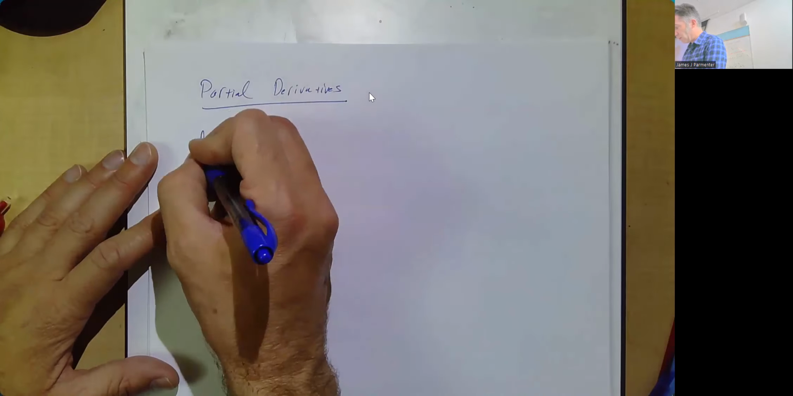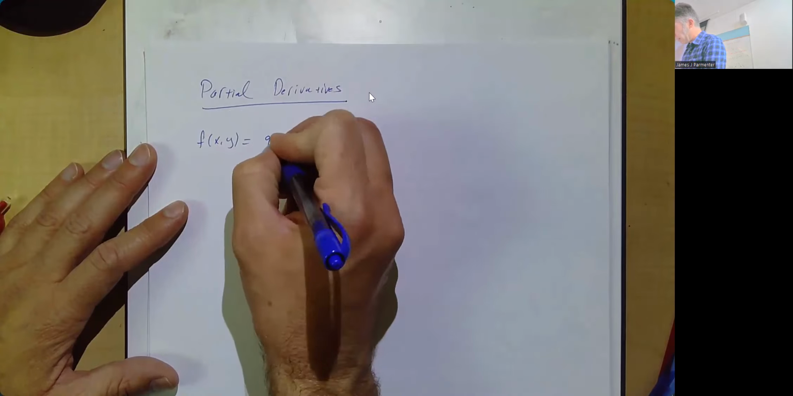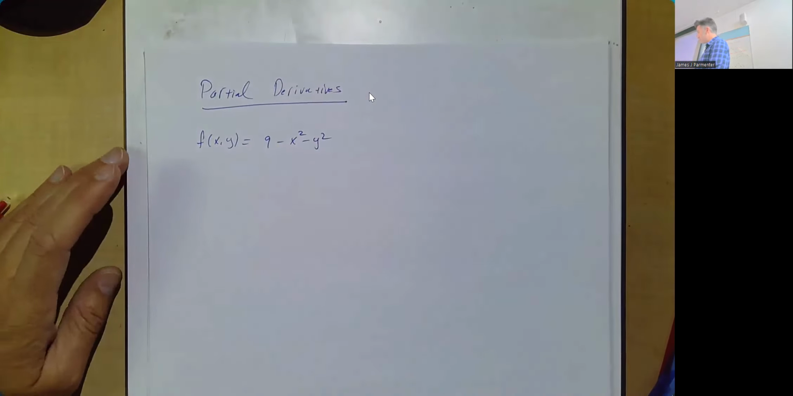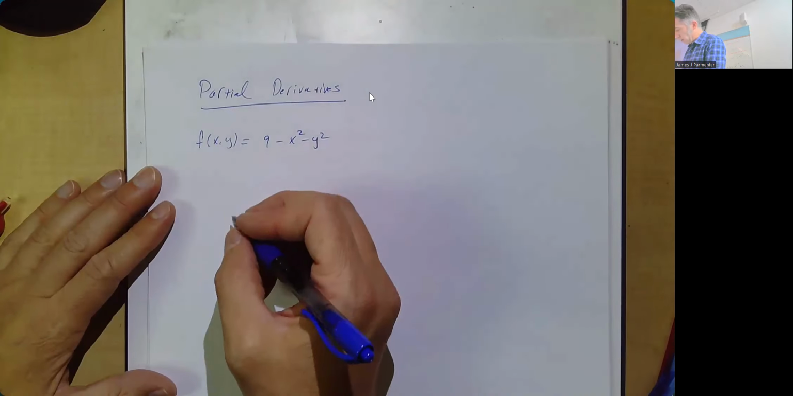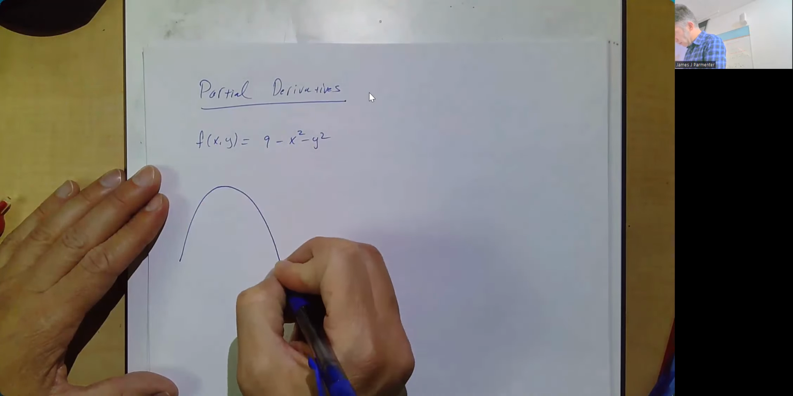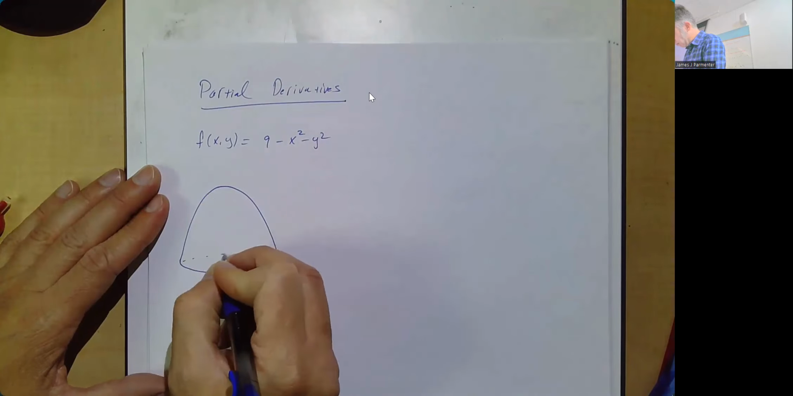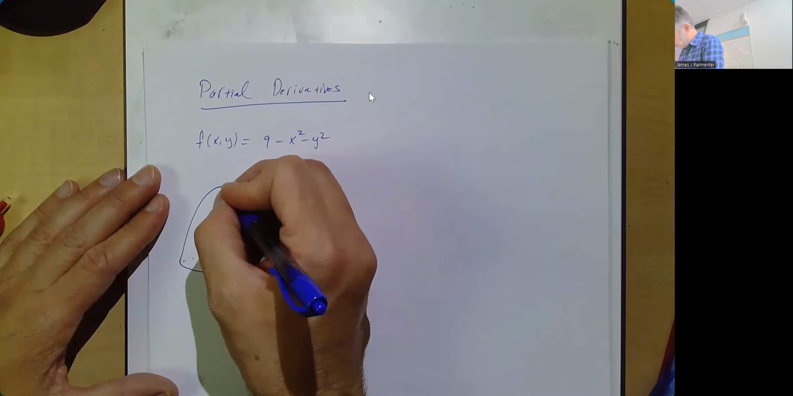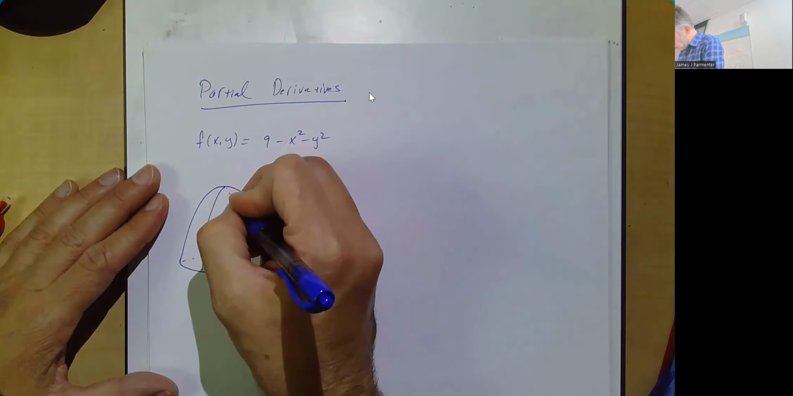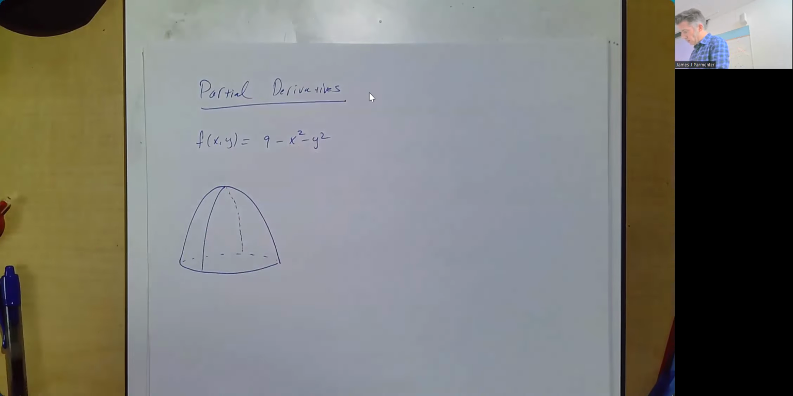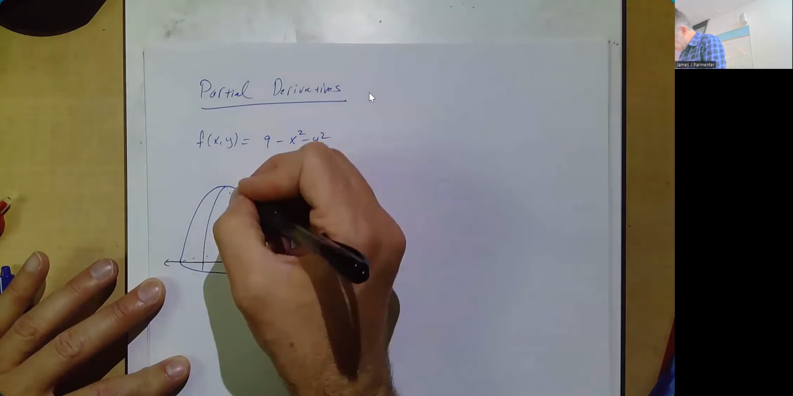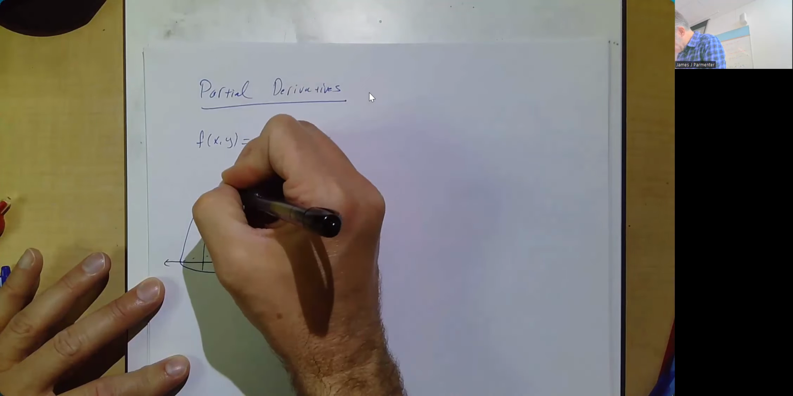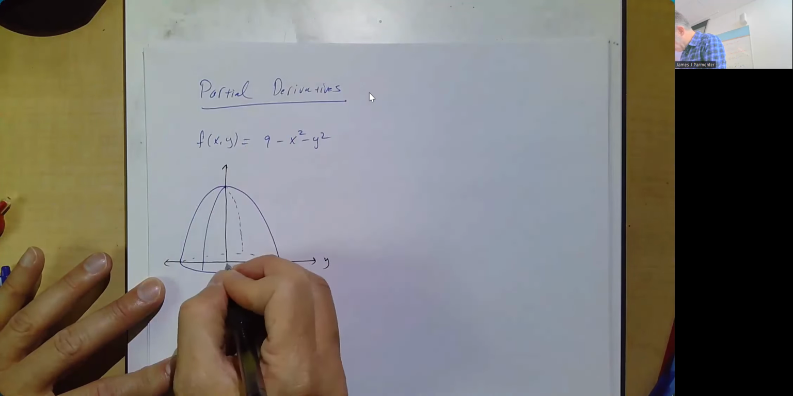So let's say we have this function. F of xy is equal to 9 minus x squared minus y squared. The graph of this, the surface, is an upside down paraboloid. If I draw it, it looks like this. And there's my y-axis, my z-axis, and there's my x-axis.